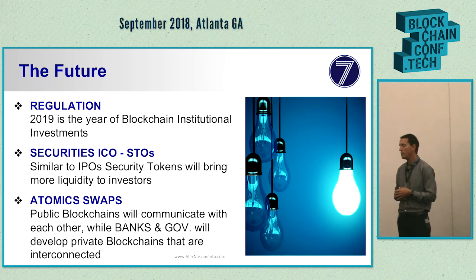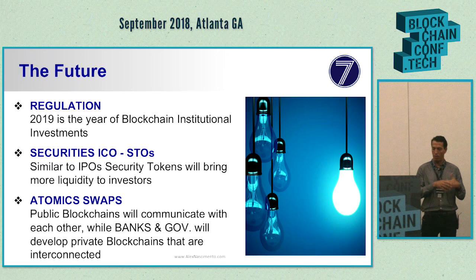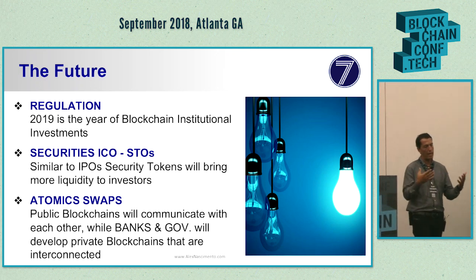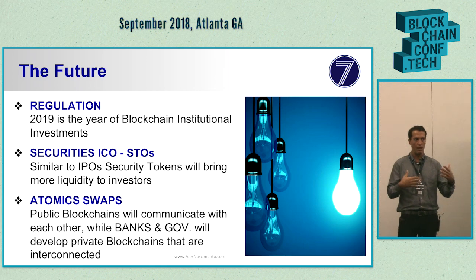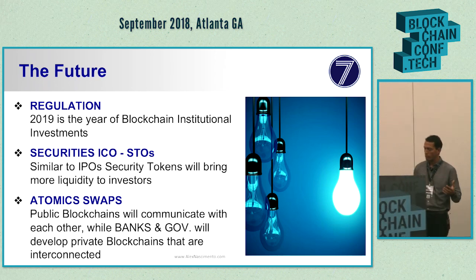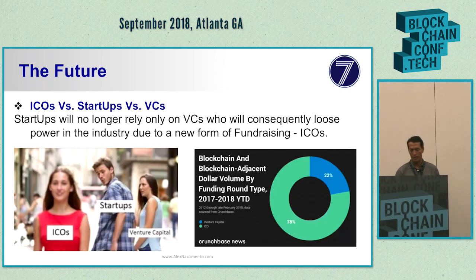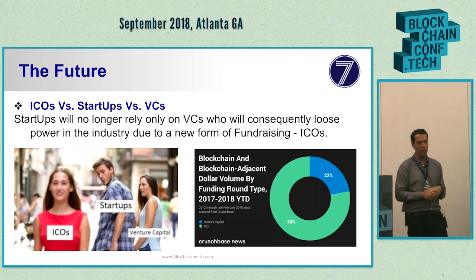security token seamlessly, where public blockchains will communicate with each other, and banks and governments will have these private blockchains that will touch on the public network, but with certain restrictions. So an integration of all the blockchains. I also see this as the future.